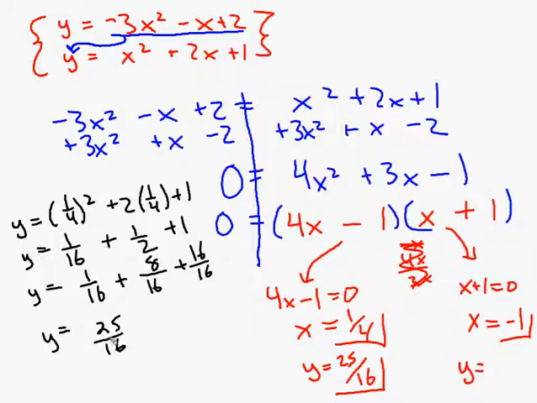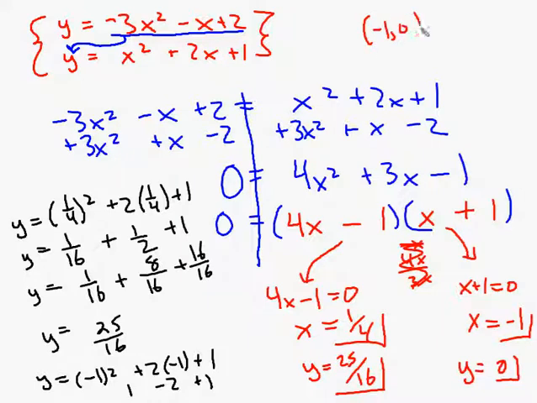We put in the negative 1, and I'll also do that. Y equals negative 1 squared plus 2 times negative 1 plus 1. Negative 1 squared is positive. And we get a 0 right there. So what's our answers? Negative 1, 0, and 1/4, comma 25/16.